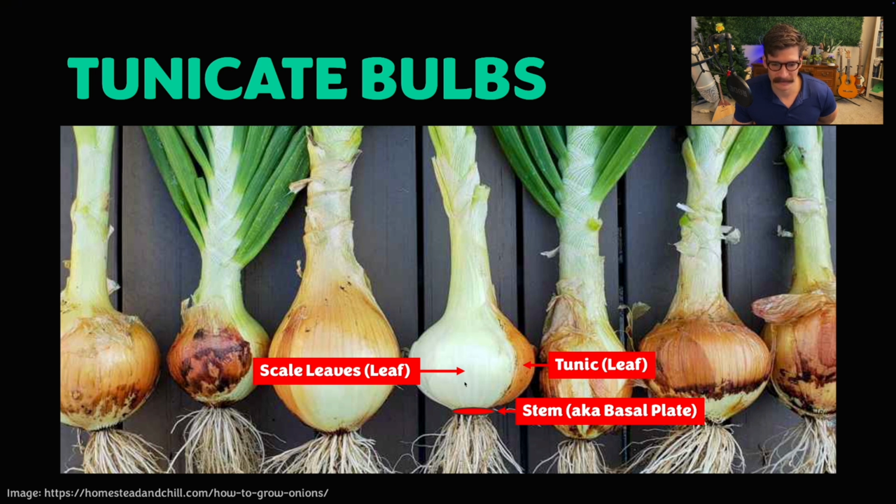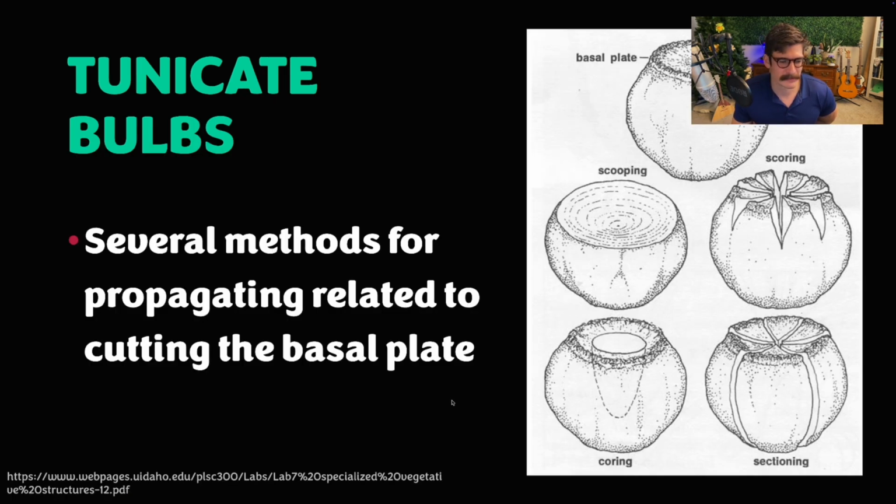And then you have scale leaves underneath that. But if you cut this open, you'll kind of see that they're all leaves, and then you can see the green part up here. So the base of the leaf is sheathing them. Tunicate bulbs. So this presentation is for propagation, so I'll probably skip some of the propagation parts, unless you specifically want to see them.